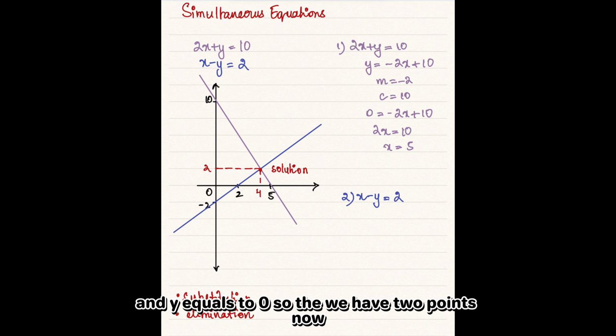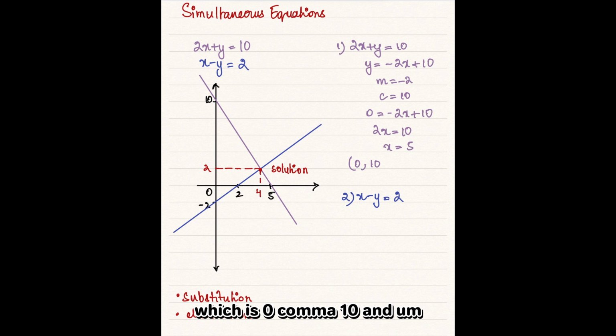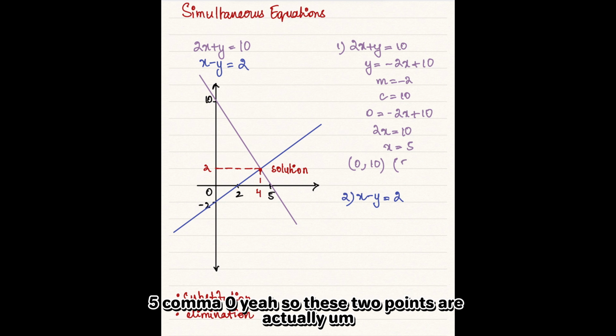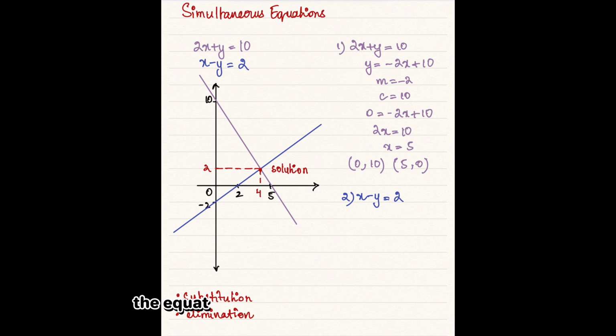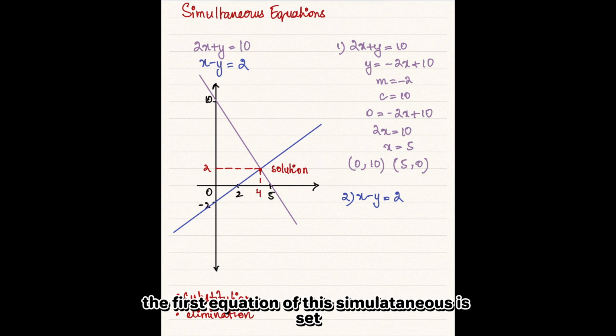So we have 2 points now, which are (0, 10) and (5, 0). These 2 points are all that we need in order to graph the first equation of this simultaneous set.